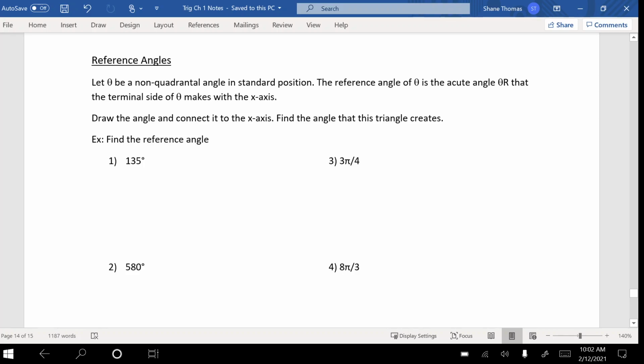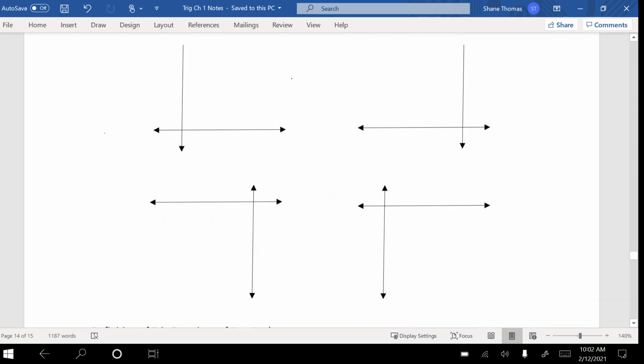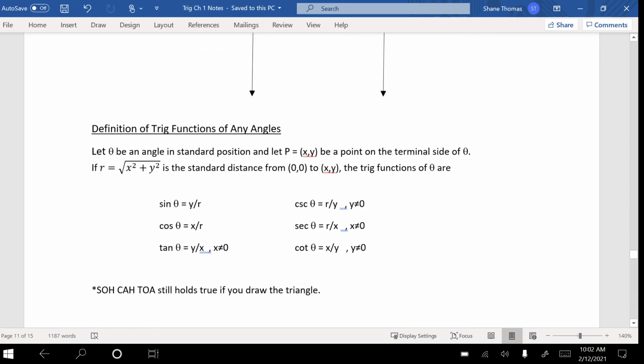So reference angle: let theta be a non-quadrantal angle, so it's not 90, 180, 270, 360. In standard position, the reference angle of theta is the acute angle, theta r, that the terminal side of theta makes with the x-axis. So we want to draw the angle and connect it to the x-axis and then find the angle that this triangle creates. If we remember back to the beginning of this lesson, when making angles in the coordinate plane, create your right triangles to the x-axis. That standardizes stuff for us.